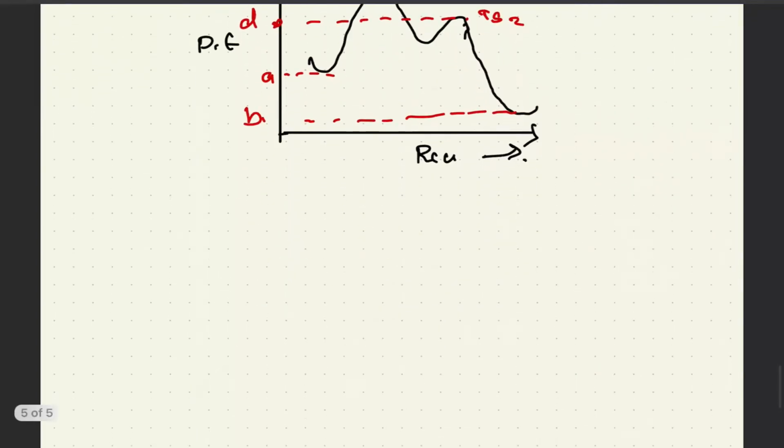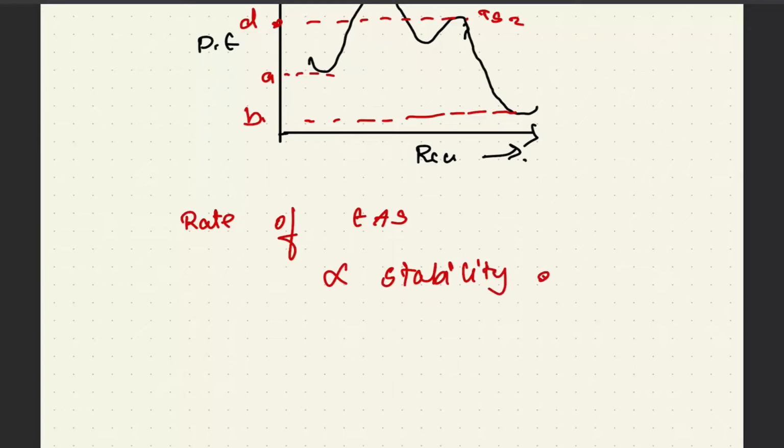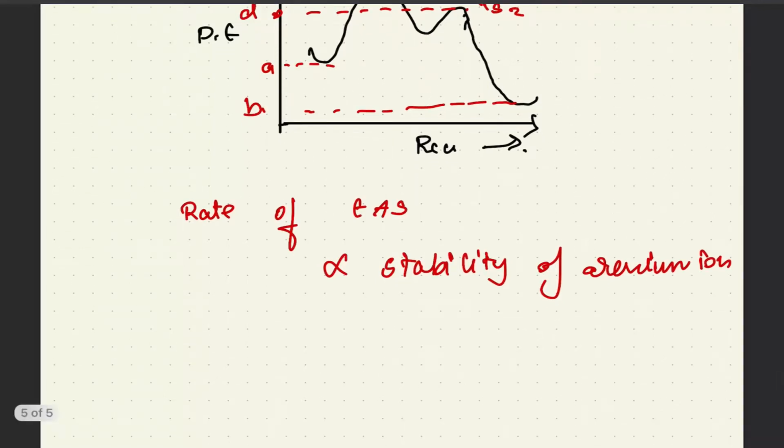We are also supposed to note that the rate of this reaction is going to be proportional to the stability of the arenium ion. So the rate depends on the type of groups.